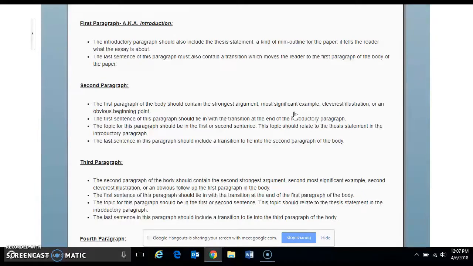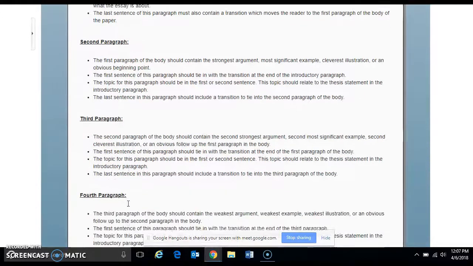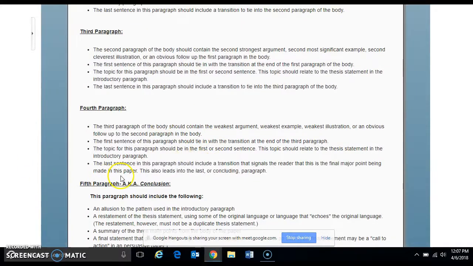From your introductory paragraph, you take your first arguing point, and that becomes your topic sentence for your second paragraph, the first body paragraph. Then, like a domino effect, your second argument that I will find in your thesis will be your topic sentence for your 3rd paragraph, then your 4th paragraph, and of course your last paragraph is in fact your concluding paragraph.